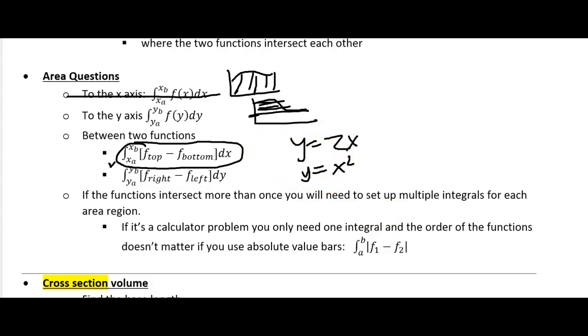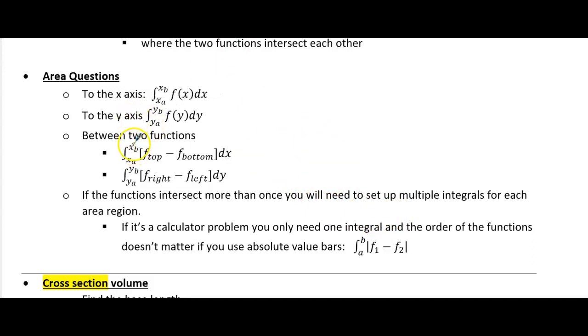I just prefer the x method. So we need to find where the functions intersect, because the problem doesn't tell us what the limits are. It's going to be top minus bottom. Okay? And that's pretty much it.